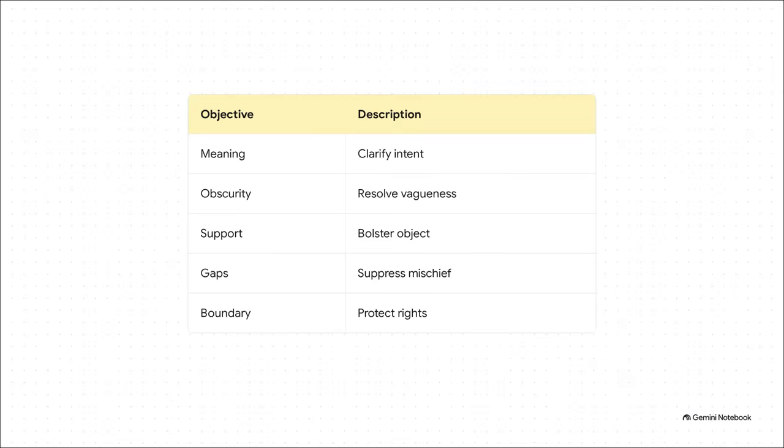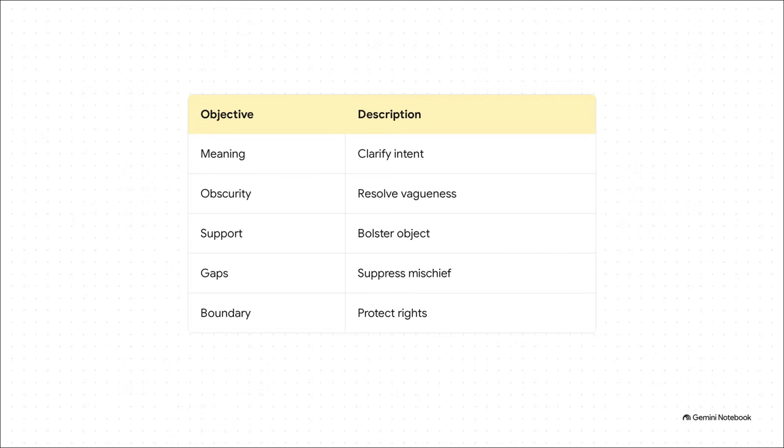Let's break these down, because the first 4 are super empowering for lawmakers. Number 1, explain the meaning and intendment of the act. Number 2, clarify obscurity or vagueness. 3, provide support to the dominant object. And 4, fill gaps and suppress mischief.